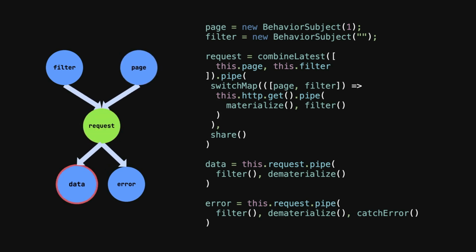The data declaration will only take the successful emissions from the request, and our error stream will take the errors. Now we can utilize both the data and the errors in our UI. The data and errors can change over time, and all of this has been created declaratively. The data in our application changes, but we never have to reassign anything, which gives us all the benefits of declarative code that I talked about in the previous video.